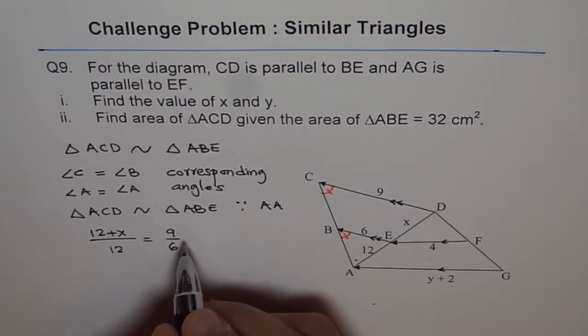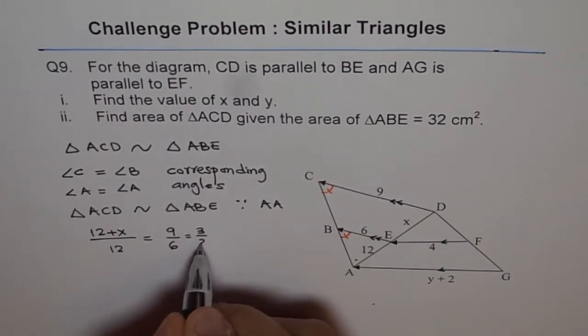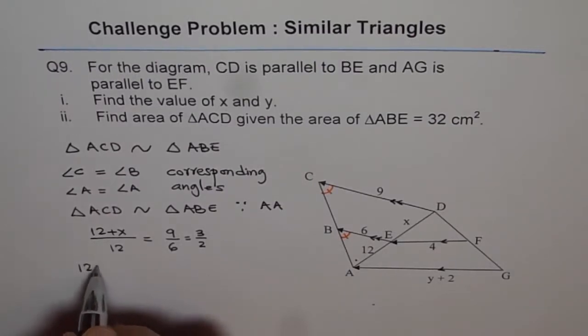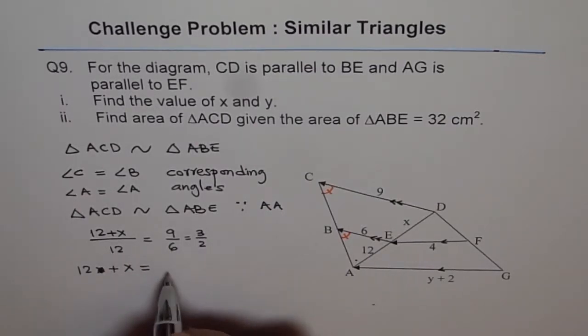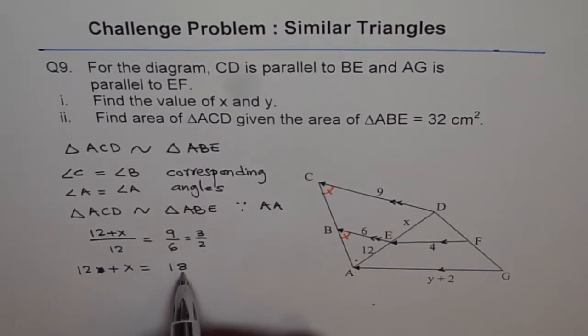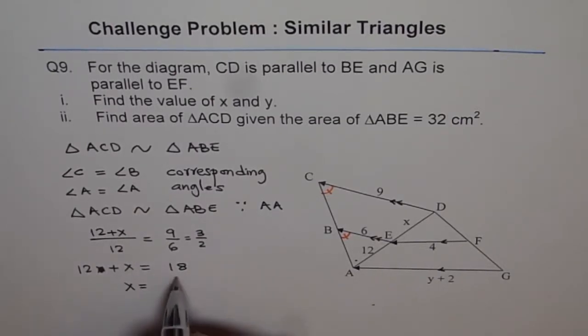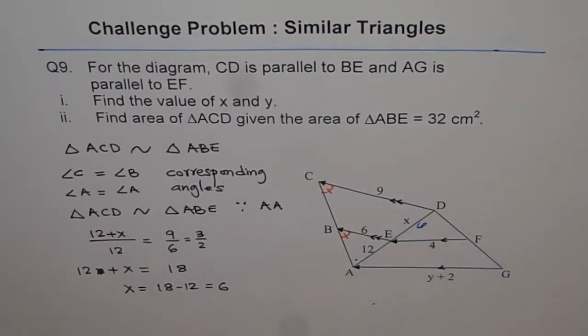Now solving this, we can always find the value of x. 9 over 6 can be simplified as, we can divide both by 3 and get 3 over 2, right? So we get 12 plus x is equal to 12 times 3 over 2, or it is equal to 18, correct? 12 times 3, 36, divided by 2, 18. Now we can solve for x. So x is equal to 18 minus 12, which is 6. So we get the value of x as 6. So we know this side for us is 6, correct? Now that will help to find the value of y.